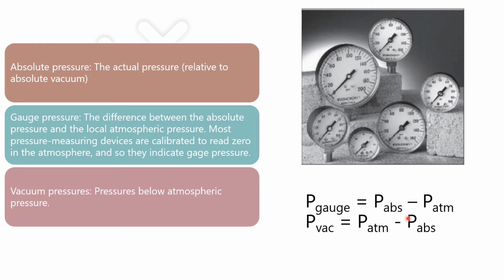The gauge pressure can be positive or negative, but pressures below atmospheric pressure are sometimes called vacuum pressures and are measured by vacuum gauges that indicate the difference between the atmospheric and the absolute pressure. The absolute, gauge, and vacuum pressures are related to each other by this equation. And we will discuss elaborately about these concepts as we go along in the next chapters.